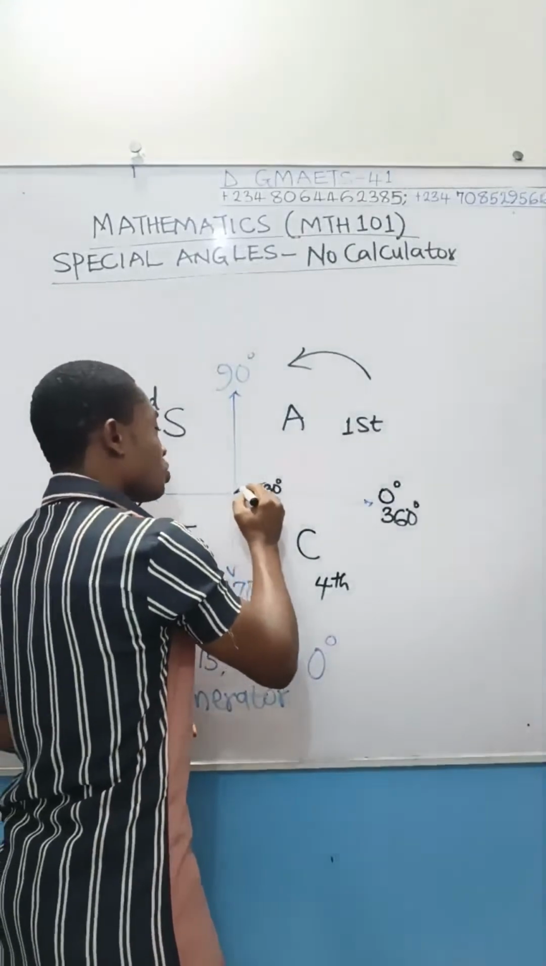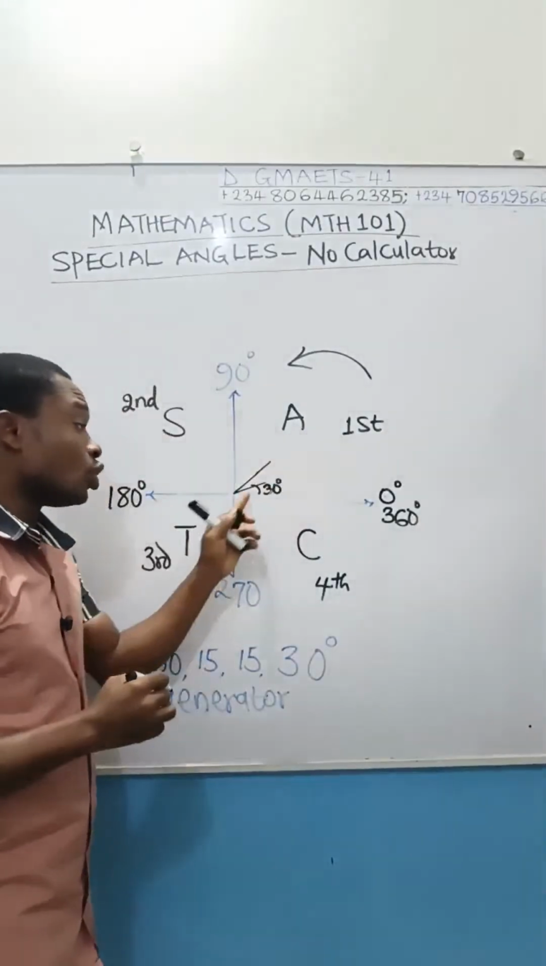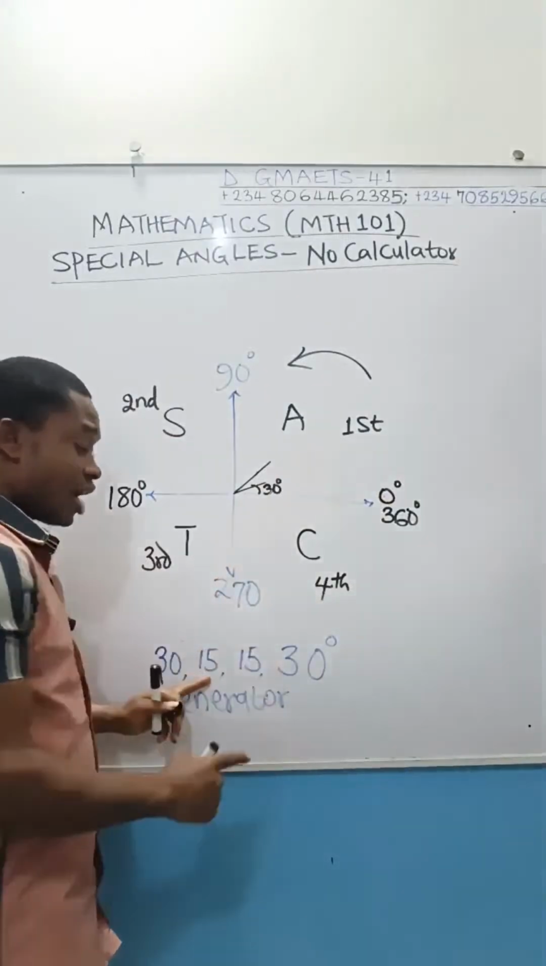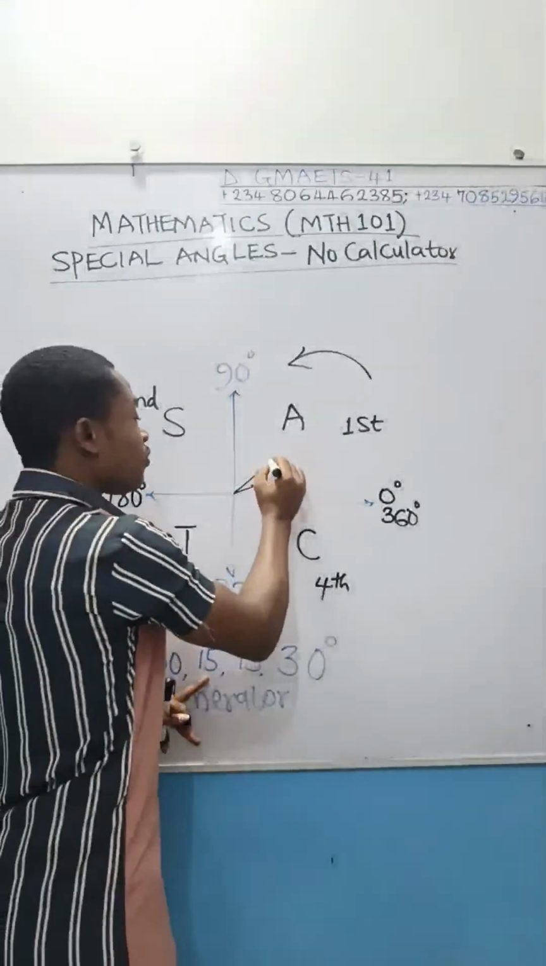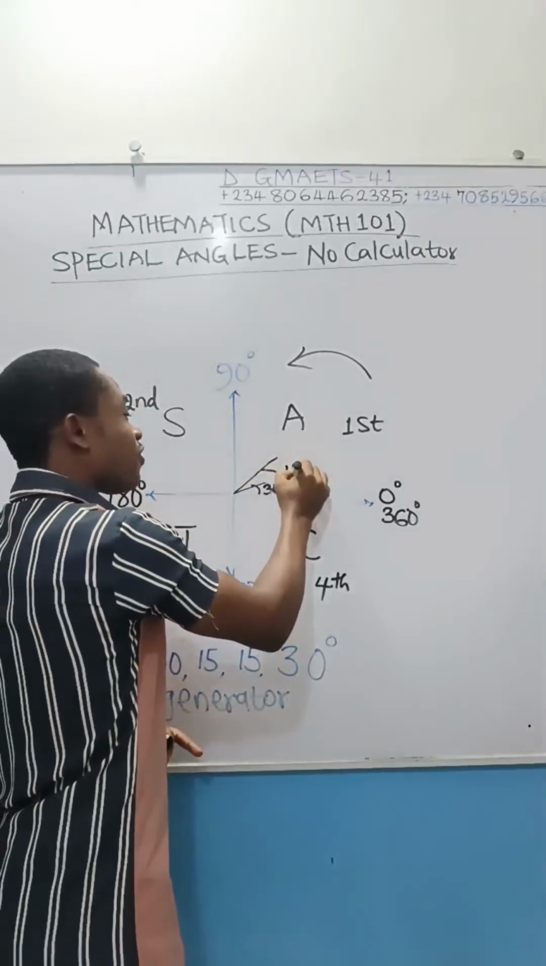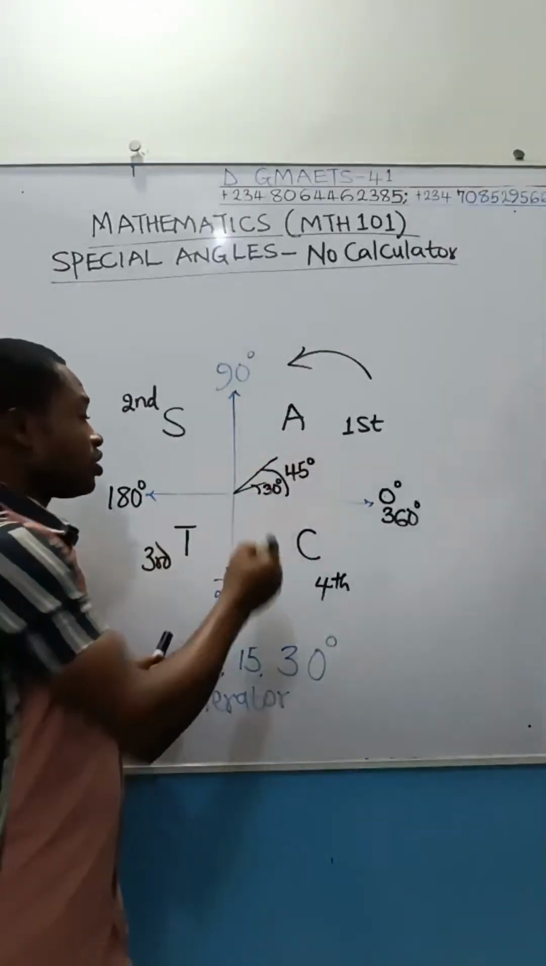So the next special angle is obtained by adding 15 to 30. Remember, I started from 0, you add 30, you get this 30 degree. The next one, you add 15 to 30, you get 45 degrees. So the next special angle is 45 degrees. From here to here, 45 degrees.